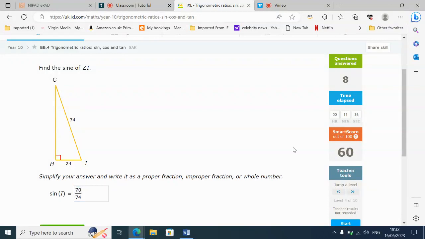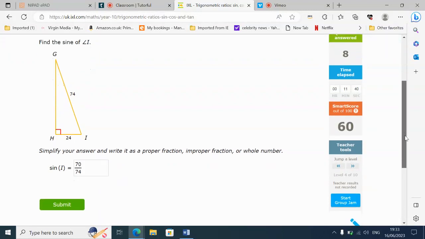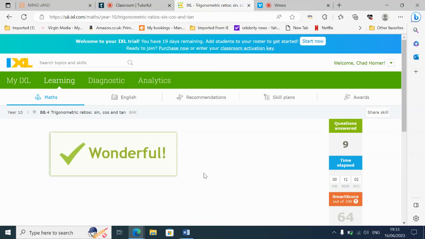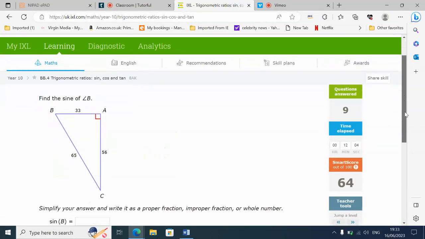Mahdi, can we simplify this? Yeah, so 70 divided by 2 is 35. And 74 divided by 2 is 37. Okay. And can we go any lower? No. Submit. Well done.